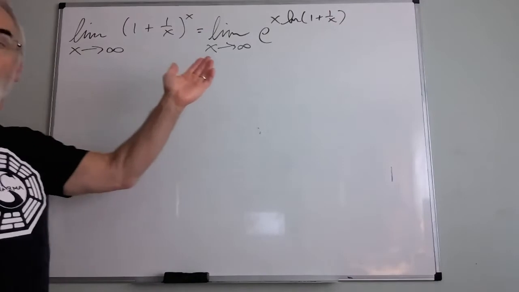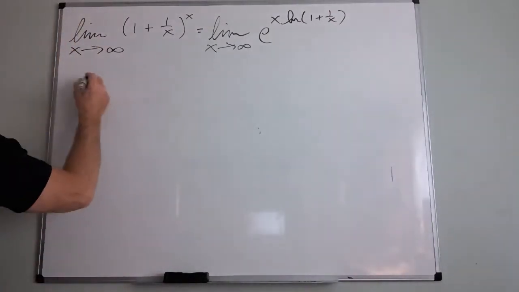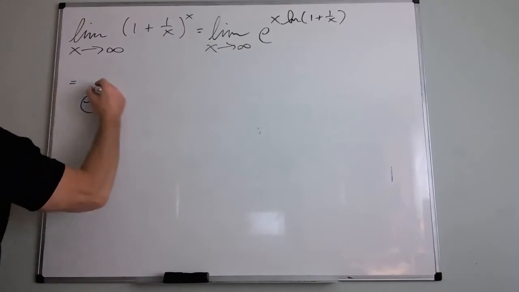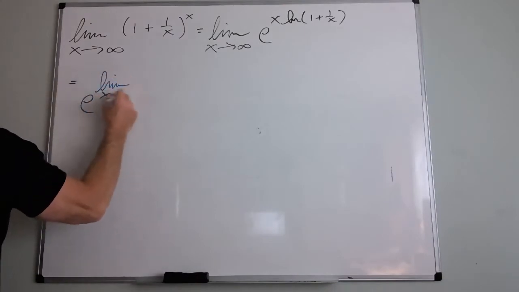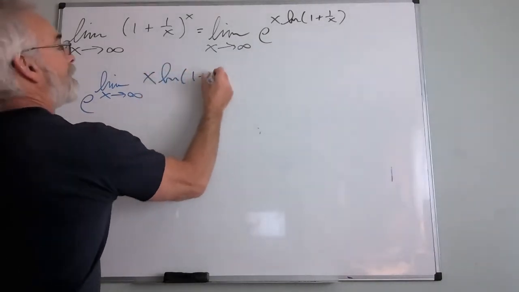This is not an indeterminate form. E to something is not an indeterminate form. The exponent is eventually going to be an indeterminate form. So this is e raised to the limit of x log of 1 plus 1 over x.